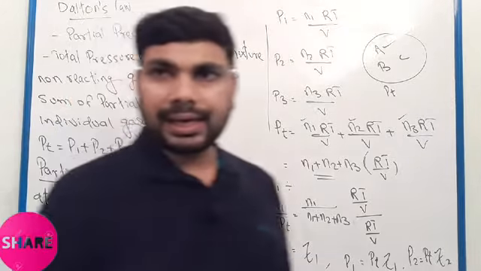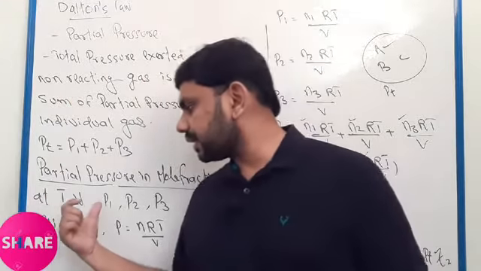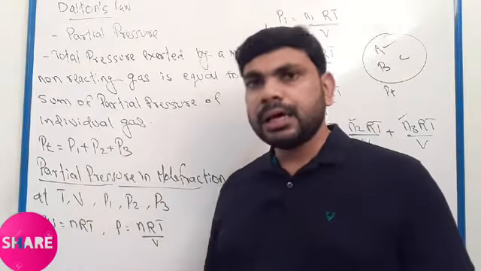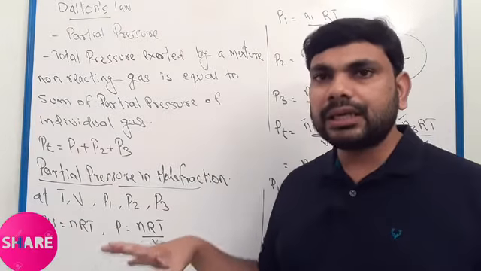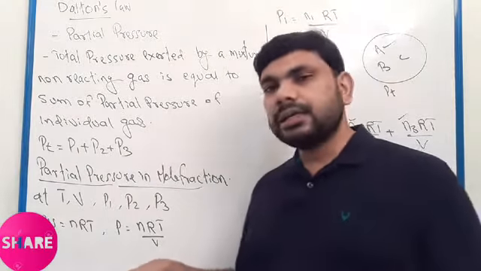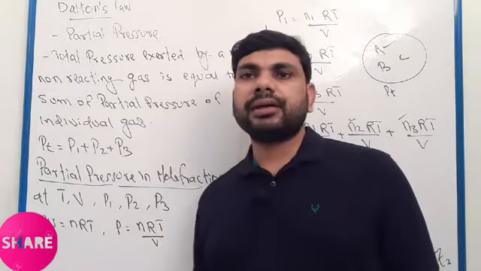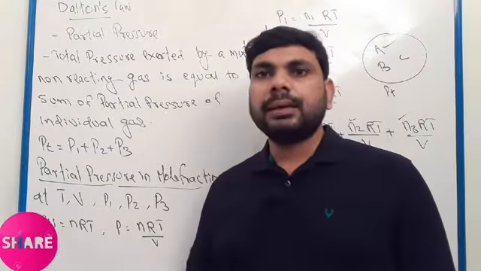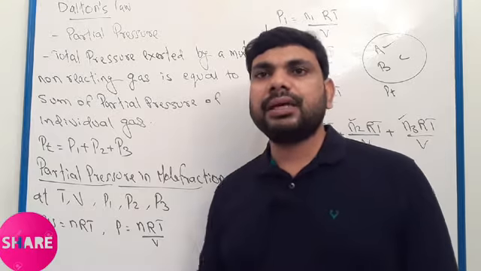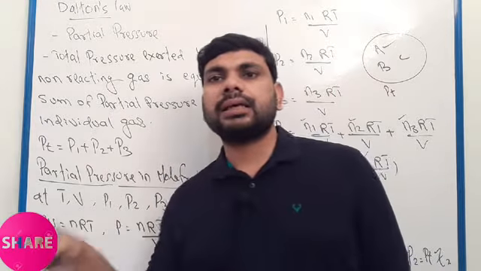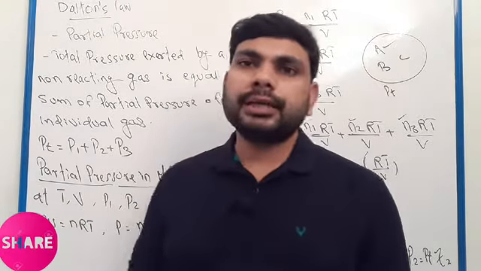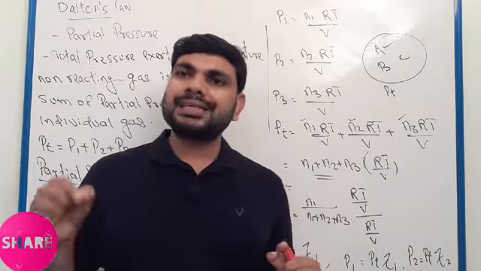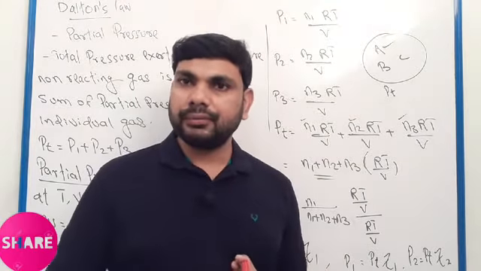So here we have three different gases, P1, P2, P3. Their temperature and volume are the same. We know the ideal gas equation PV equals nRT, so P equals nRT divided by V. For P1, n1RT by V; P2, n2RT by V; P3, n3RT by V. Then the total pressure will be (n1 plus n2 plus n3) RT divided by V.